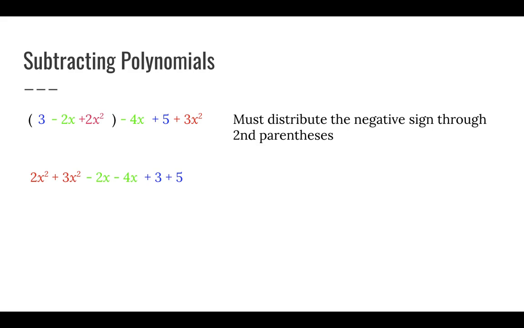2x squared plus 3x squared is 5x squared. Negative 2x minus 4x gives us negative 6x. And 3 plus 5 gives us plus 8. So there's subtracting like terms. The biggest difference between adding and subtracting is that in subtraction, again, you have to distribute your negative sign.